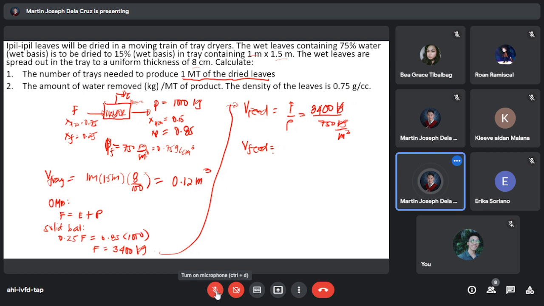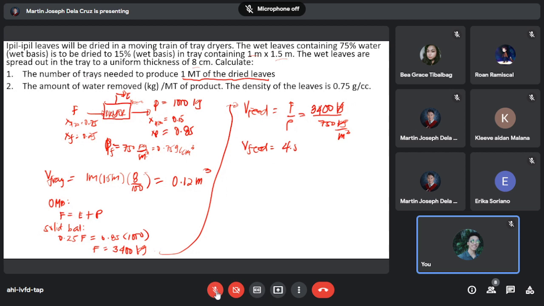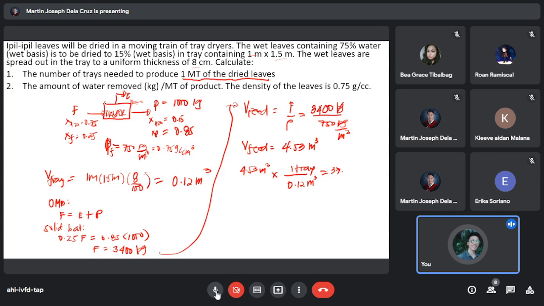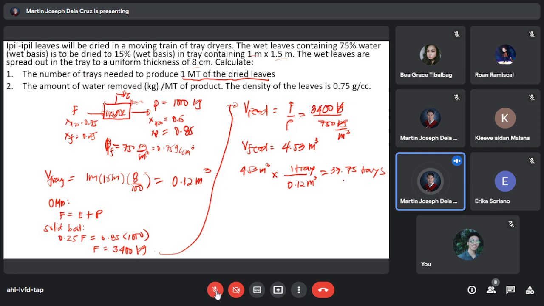So, what is your, I got here 4.53 meter cube. So, since meron na tayo si volume of your feed now class, we can now get the number of trays by dividing also your volume of your each tray. So, 4.53 meter cube times, you take note na you have 0.12 meter cube in one tray, right? So, how many trays do we need? Okay, 37.75 trays class. But take note class na walang 37.75 na tray. So, it should be in whole numbers class. So, this should be 38 trays class.